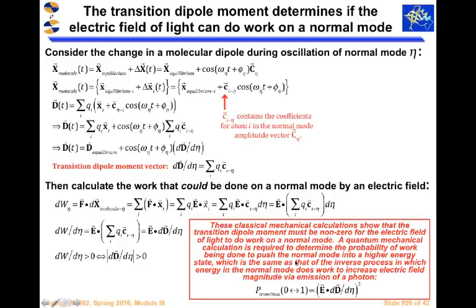That is ultimately the physics underlying this relationship, which, again, to prove the exact form of this, you need quantum mechanics. But the probability of having the electric field component of light induce a quantum mechanical transition is proportional to the dot product of the electric field with the transition dipole moment vector, squared. And the transition dipole moment vector simply captures the change in the dipole moment along the normal mode coordinate.